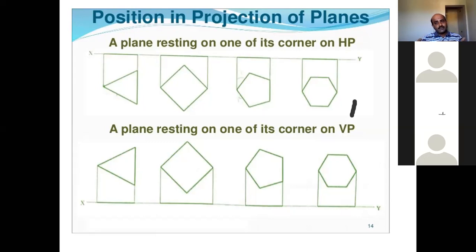The second important thing is whether it is resting on HP or resting on VP. If it is resting on HP, you can directly draw the true shape and true size in the horizontal plane, which in first angle projection is always below the XY line. And when the lamina is resting on VP, you always get the vertical plane above the XY line, and you draw the true shape and true size directly on the vertical plane. Okay, so please remember this.